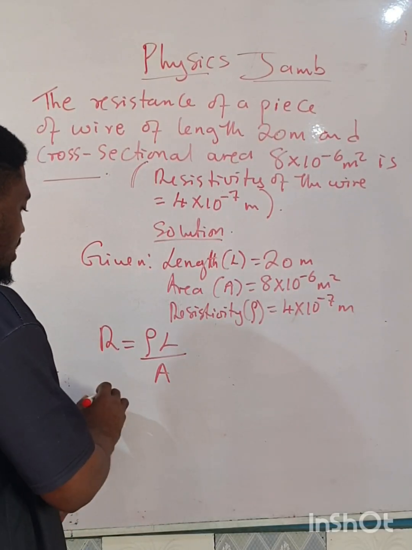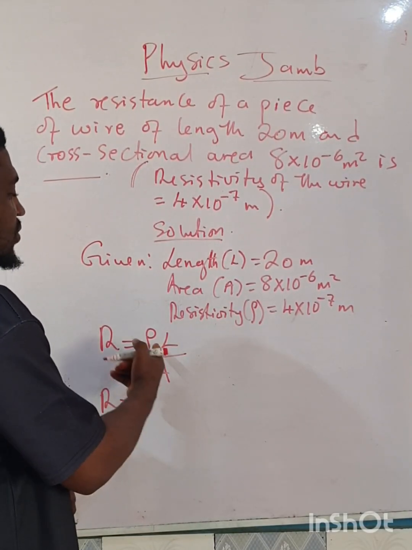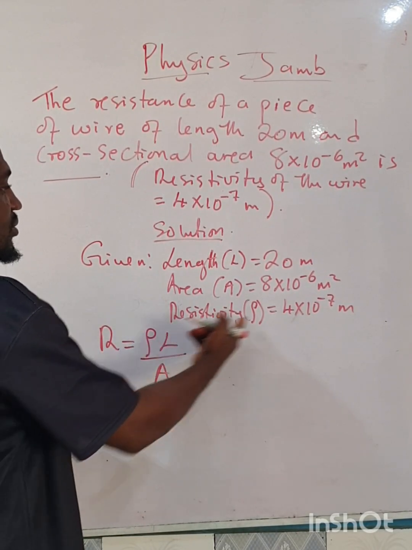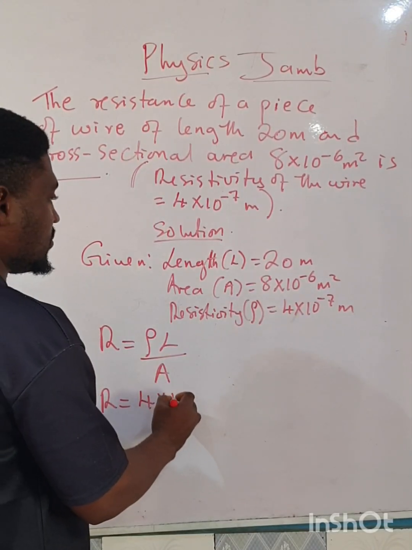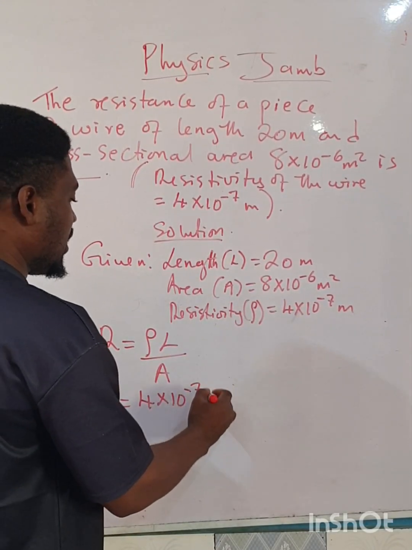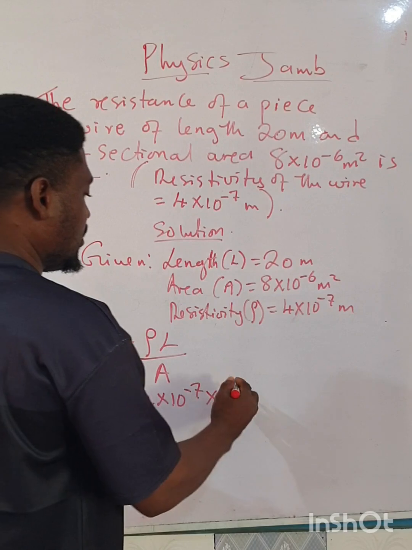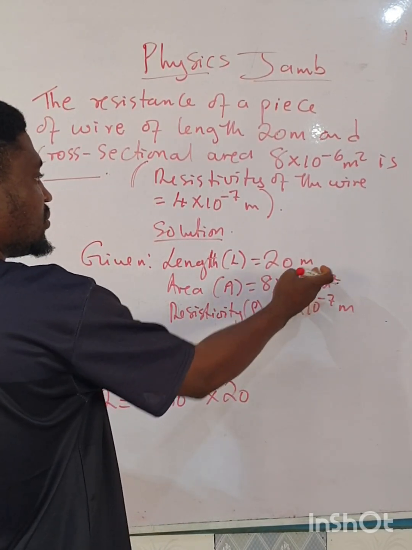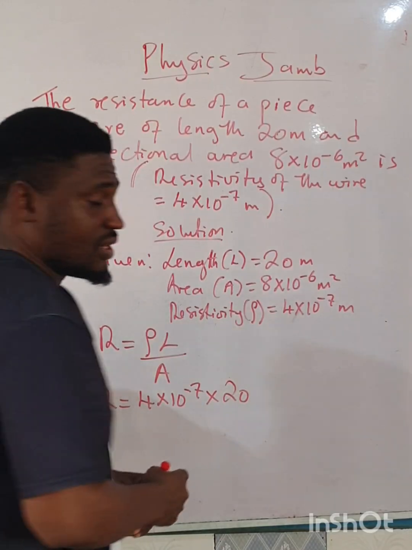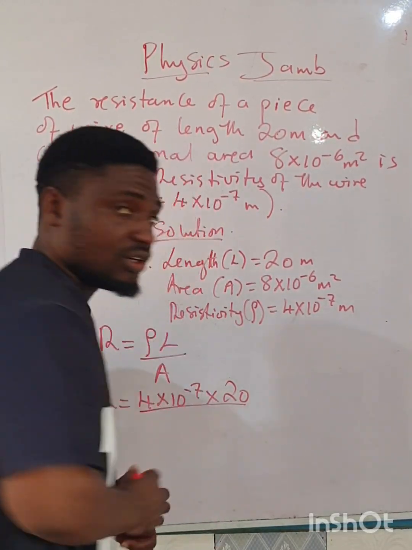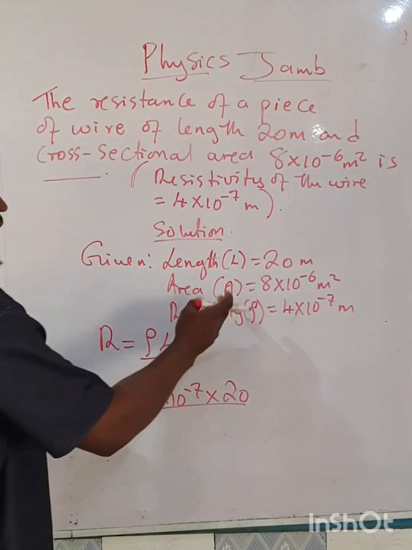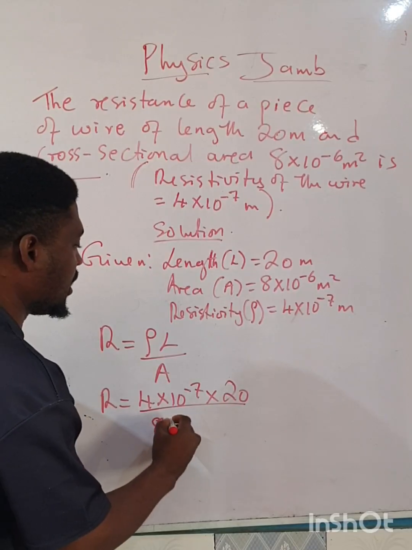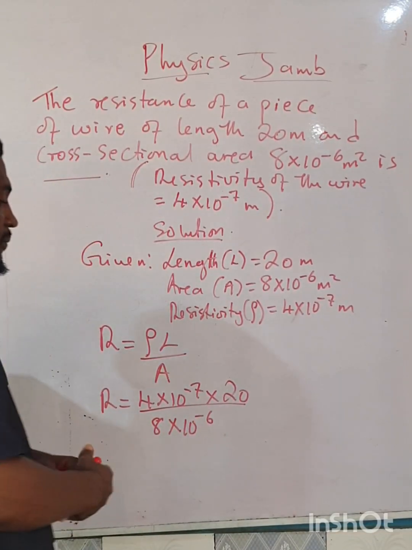So what we need to do here is to substitute the value of resistivity, which is 4 times 10 raised to the power minus 7, times the length of the wire, which is 20 meters. We don't need to convert anything because we have meters, so no need to convert any unit. Now you divide all these by the area, which is 8 times 10 raised to the power minus 6.